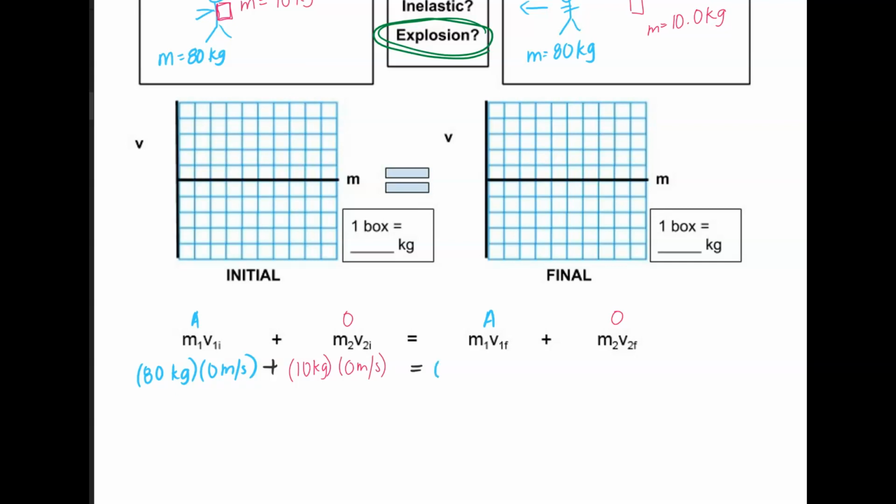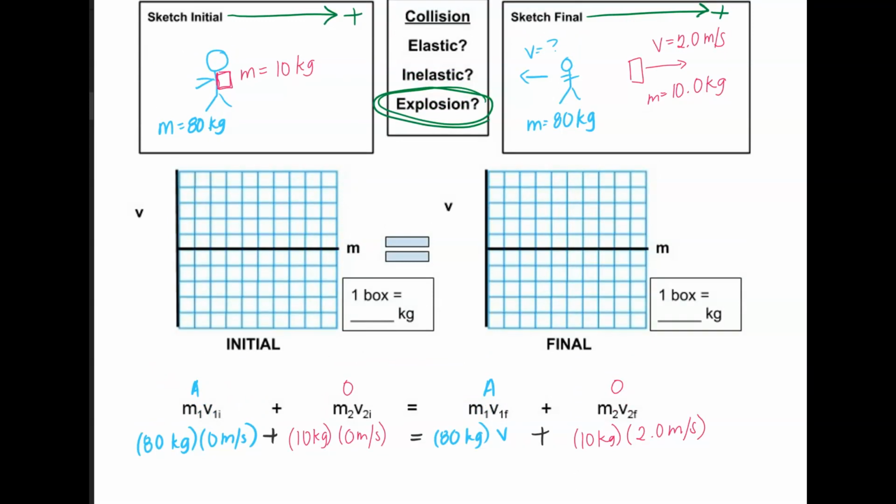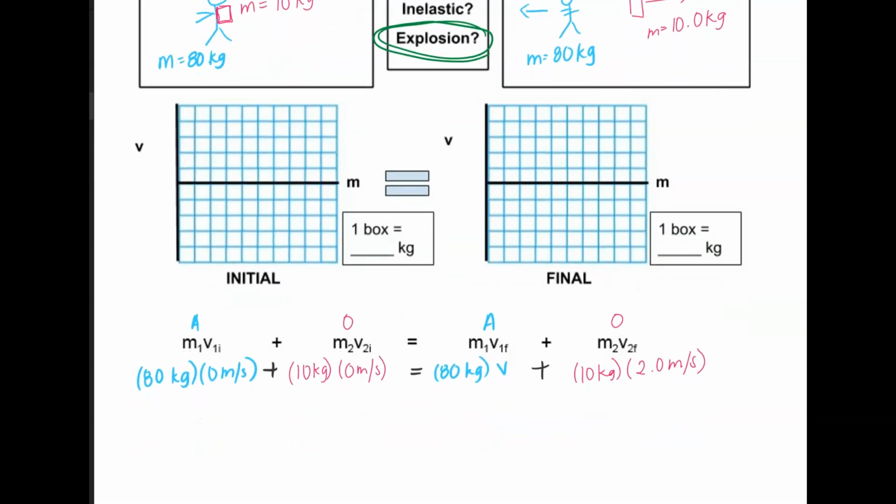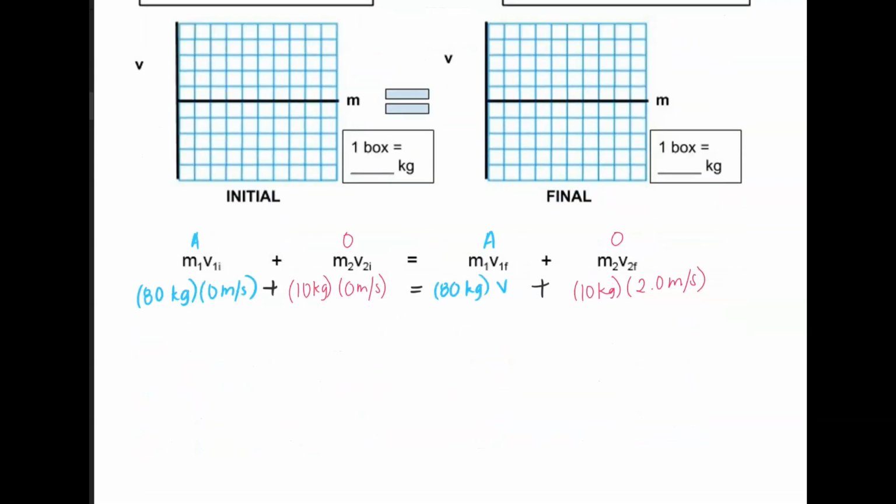Now for the final, for the astronaut, we know that its mass is 80 kilograms. We don't know its velocity. And we know that the mass of the oxygen tank is 10 kilograms, and it's moving in the positive direction at 2.0 meters per second. Now, if you drew your oxygen tank flipped where it's moving in the negative direction, you'll just need to add in a negative sign here. But since in my picture it's moving in the positive direction, I'm not going to put the negative sign for the velocity.